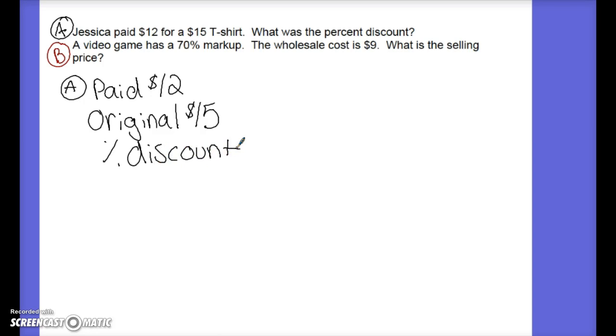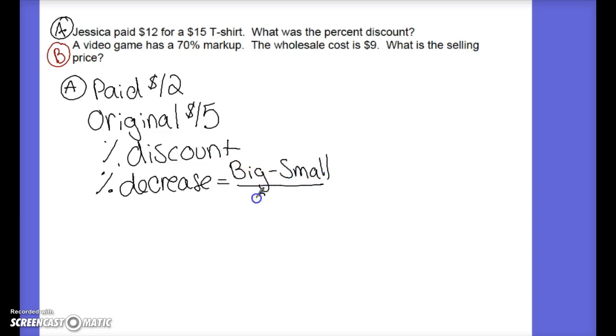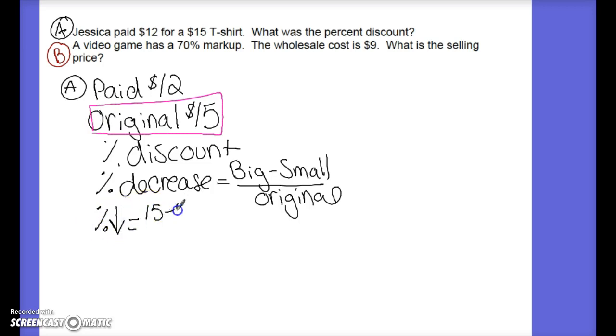Well, a percent discount is the same thing as a percent decrease, which we know is your big number minus your small over the original. So it's the exact same thing. Our original was told it was 15. So I'm going to say that her percent decrease equals 15 minus 12 divided by 15. So we get 3 over 15, which is 20%.